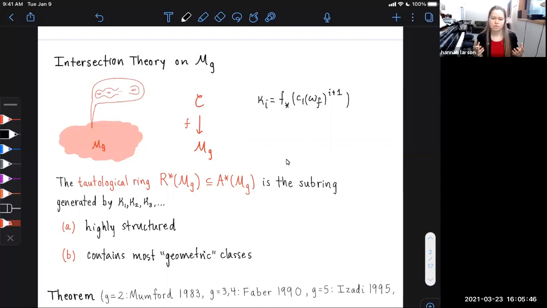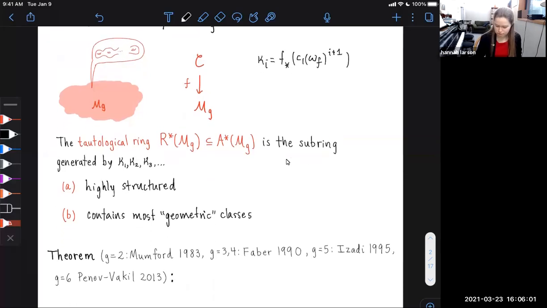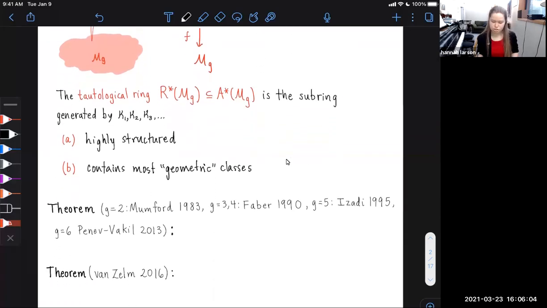In general, the Chow ring might be much larger than the tautological ring. In fact, for large genus, there's no reason to expect even that the Chow ring is finitely generated. However, it is known in small genus that the Chow ring is actually generated by tautological classes. This is work of the several authors I've listed here, and they've shown that the Chow ring of M_g is tautological for g less than or equal to 6.